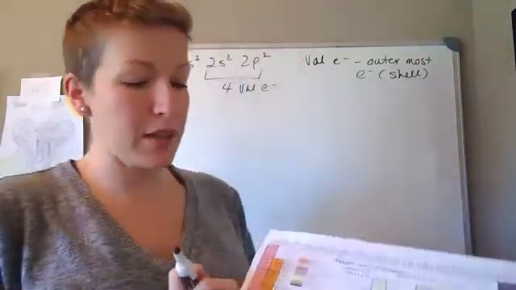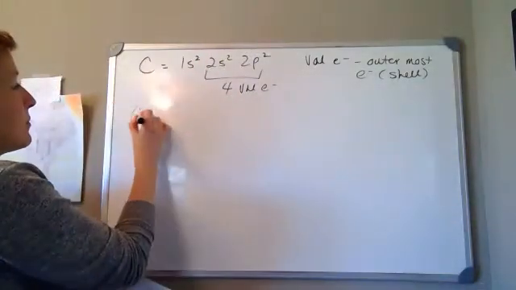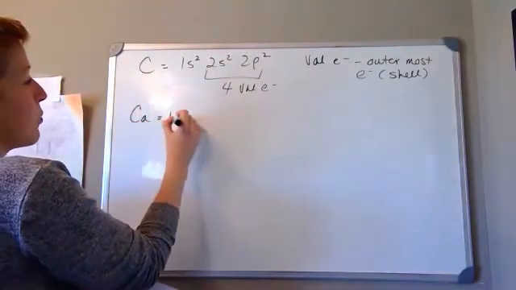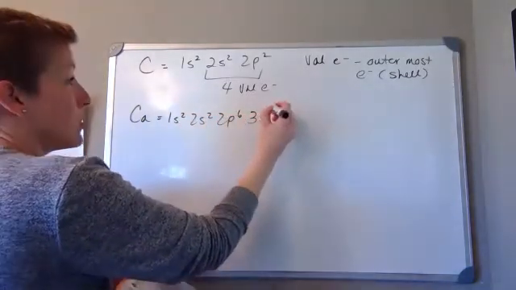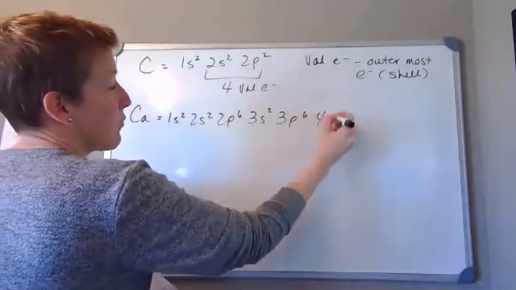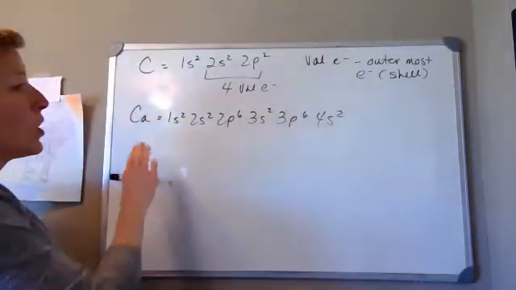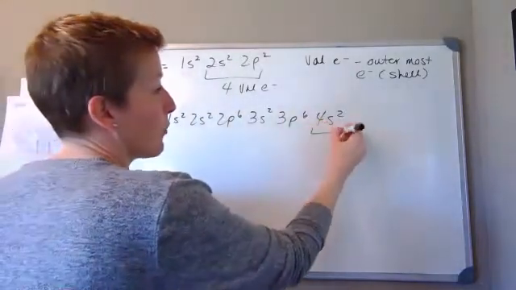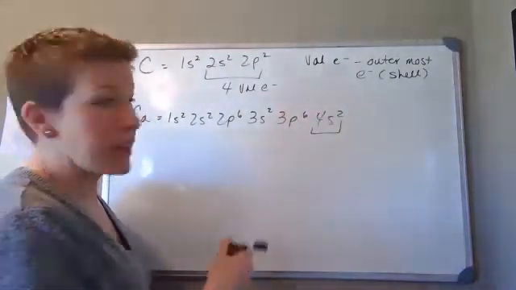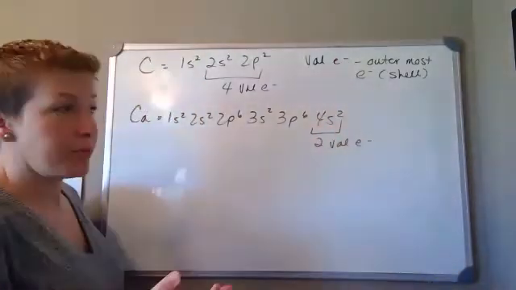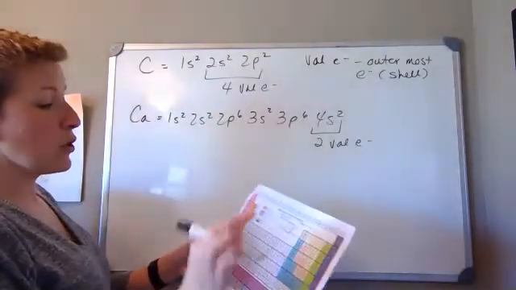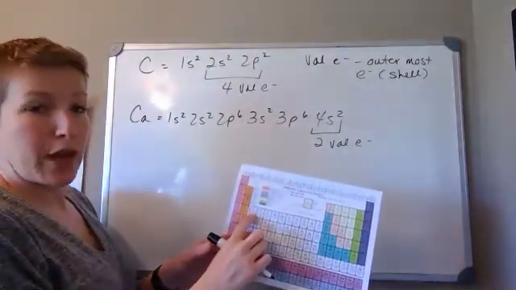So let's just talk about calcium. If we look at calcium, we can see that calcium ends with 4s2. Everything else would be the same, right? So we would have 1s2, 2s2, 2p6, 3s2, 3p6, 4s2. When we look for our valence electrons, again, we look for that highest number. Since 4 is our highest number and we have just 2 in the s, we have 2 valence electrons and we're done.